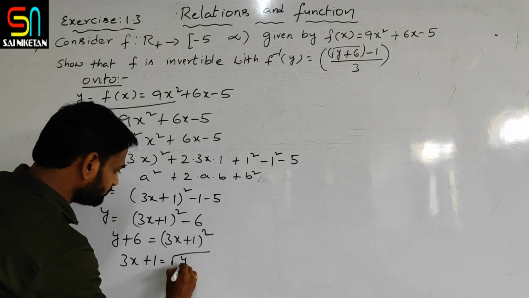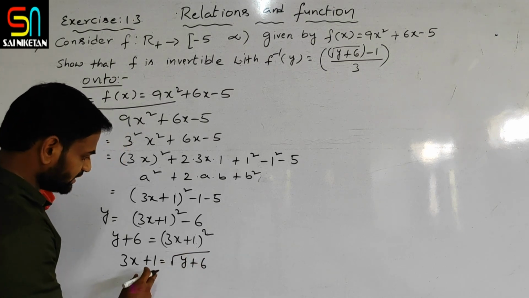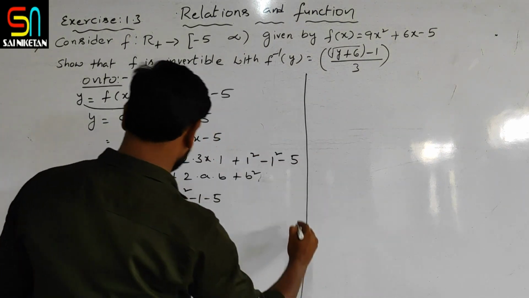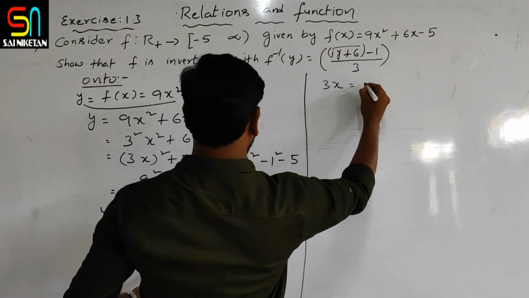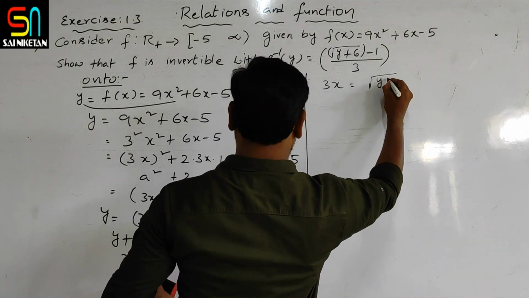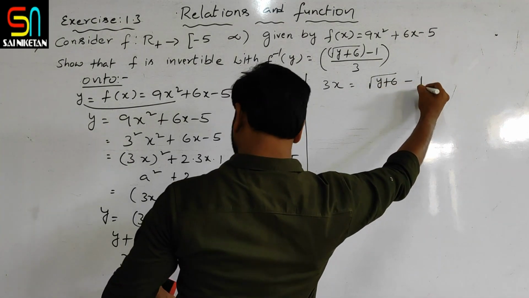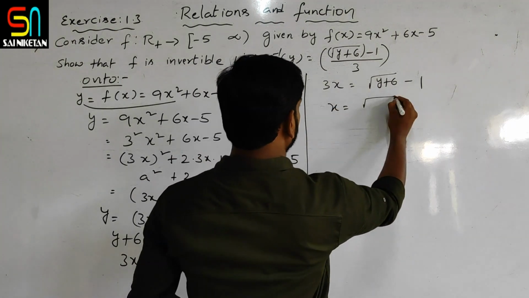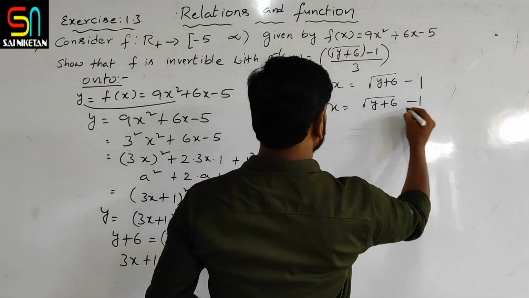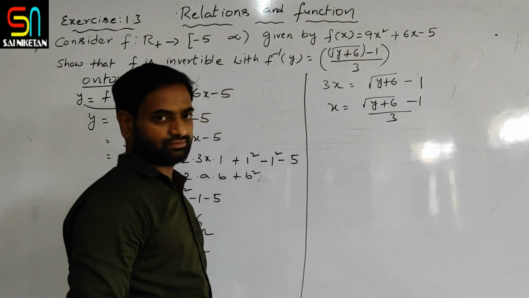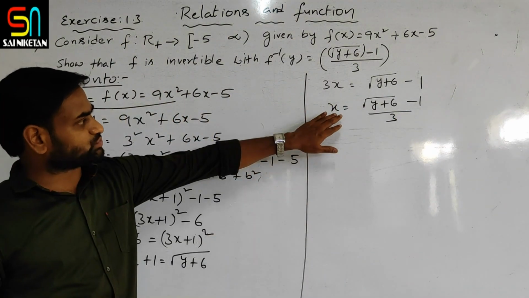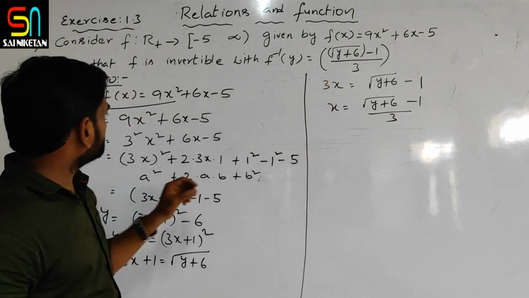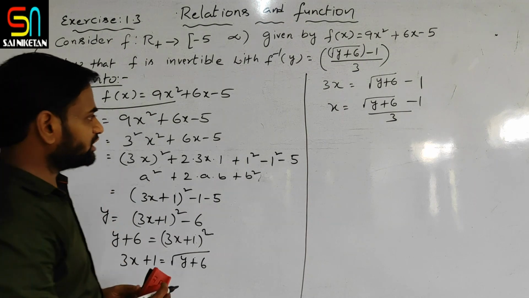Now from this one, what is the value of 3x plus 1? It is root of y plus 6. Next send 1 to this side. That is, 3x equal to root of y plus 6 minus 1. Now what is the x value? x equal to (root of y plus 6 minus 1) by 3. Now we got the x value in terms of y. Now we have to substitute the x value in the given function. What is the function now?